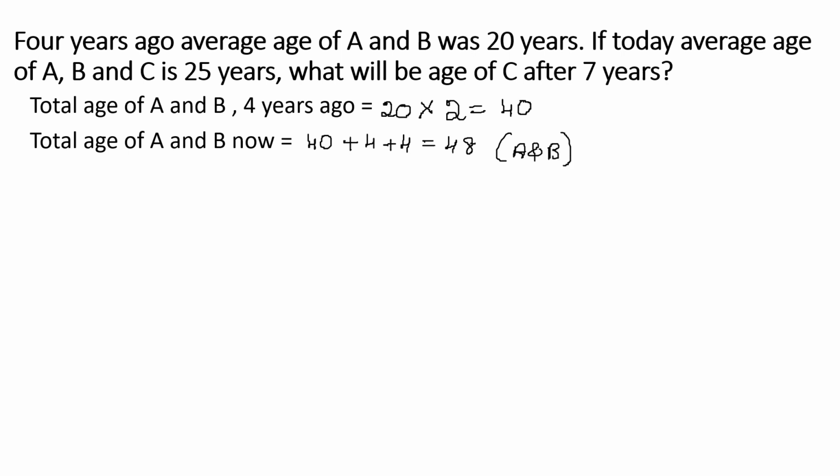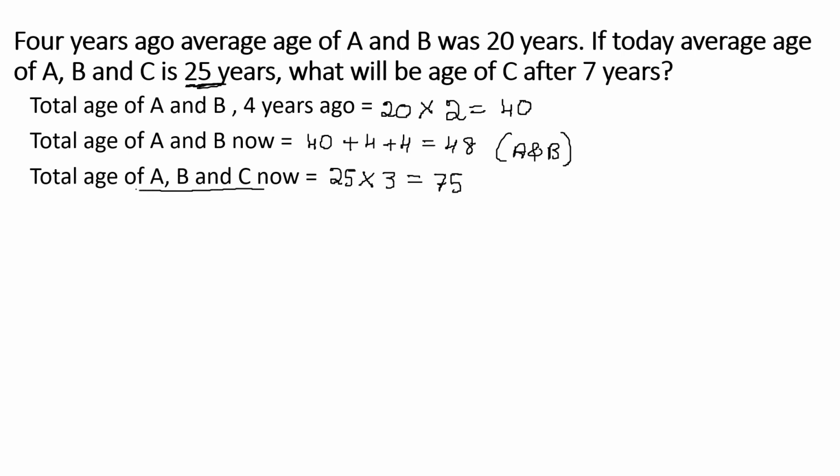Now, it is given that the average age of A, B and C together is 25. So what is the total age of A, B and C? So average age multiplied by, since you have A, B, C, 3 people, so 25 into 3, that is 75. Now, what is the difference? Here we have A, B and C. Here we have only A and B. So if you find the difference, you will get the current age of C.